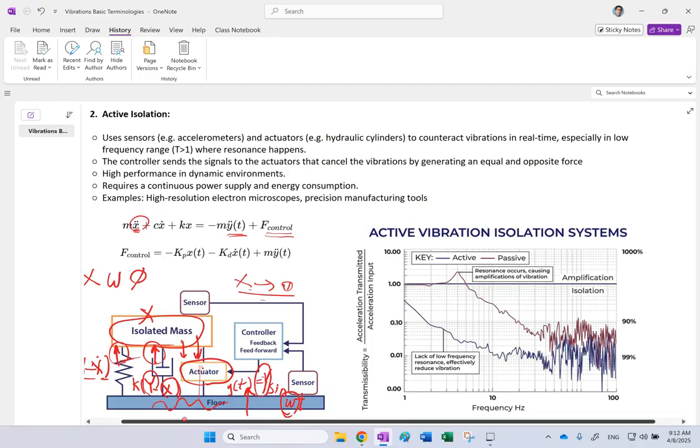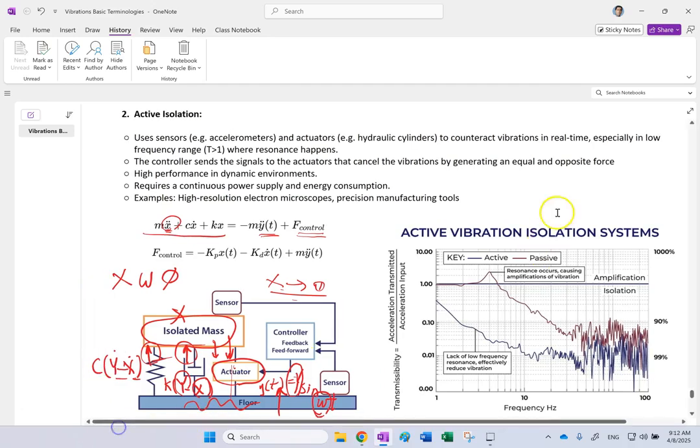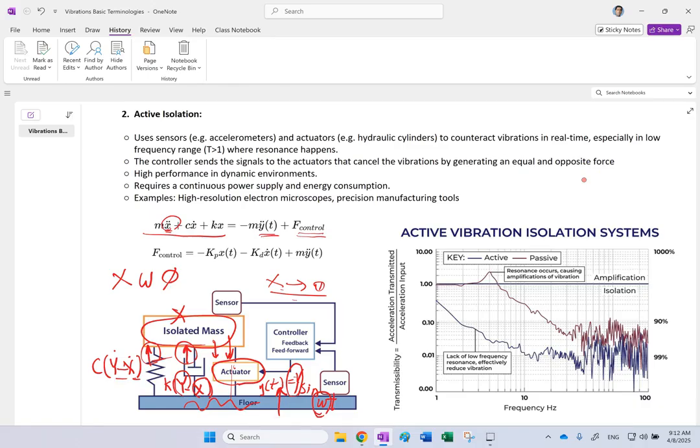So here the equation of motion will be m x double dot plus c x dot plus k x equals the control force plus the force from the base, which you can also write as negative m y double dot. Now the control force, as you can see, tries to, as I said, create an equal and opposite force for the floor. So these two would cancel each other, and also it can add basically a PD control here.